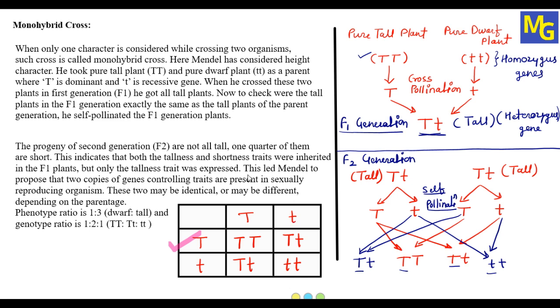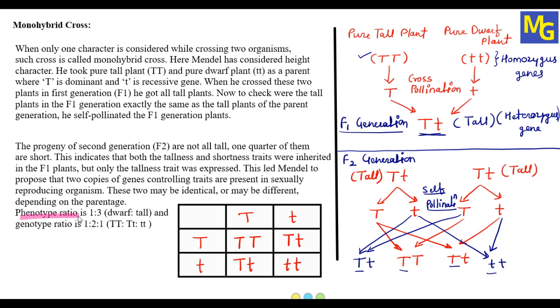So next, this led Mendel to propose that two copies of genes controlling traits are present in a sexually reproducing organism. So here it is proved that two copies of a gene, that is one dominant and one recessive, are both controlling the character in a sexually reproducing organism. These two may be identical or may be different. Then depending on the percentage. So what is the percentage here?